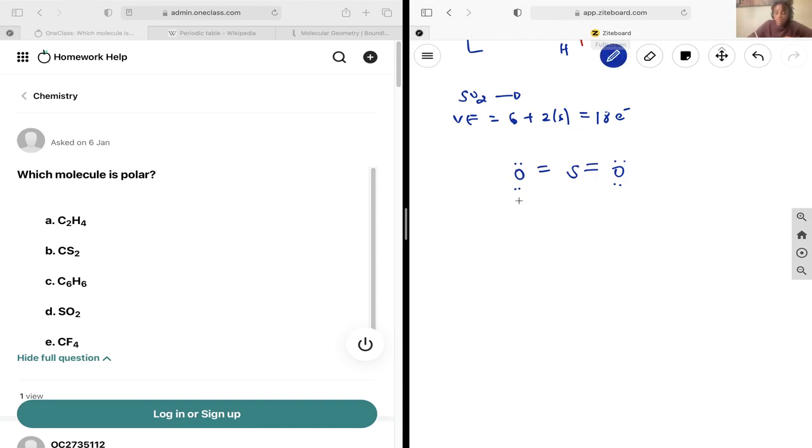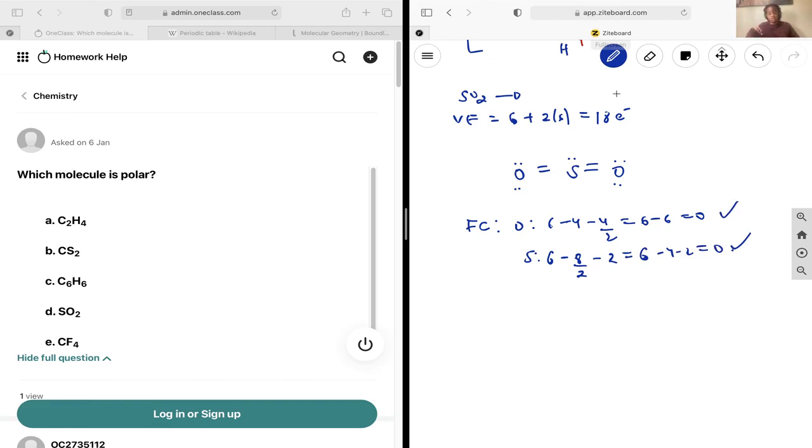Okay, now let's see. 2, 4, 6, 8, 10, 12, 14, 16. And so we're going to have an extra 2 electrons left over for the sulfur. And so now let's see what the formal charges will look like. For the oxygens, we're going to have 6 minus 4 minus 4 over 2. Again, 6 minus 6, 0. For the sulfur, we're going to have 6 minus 2 minus 8 over 2. And that's going to give us 6 minus 4 minus 2, which is also 0. So the formal charges make sense and the valence electrons are all accounted for. We can also see here that the sulfur has an expanded octet.